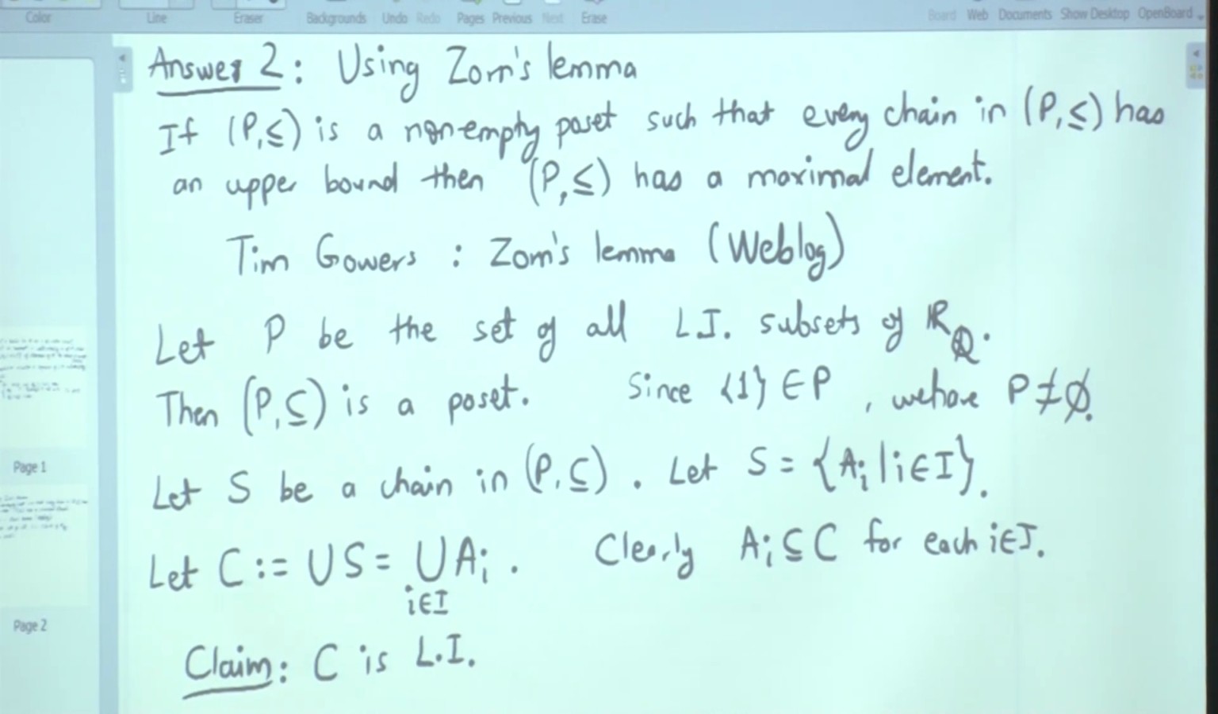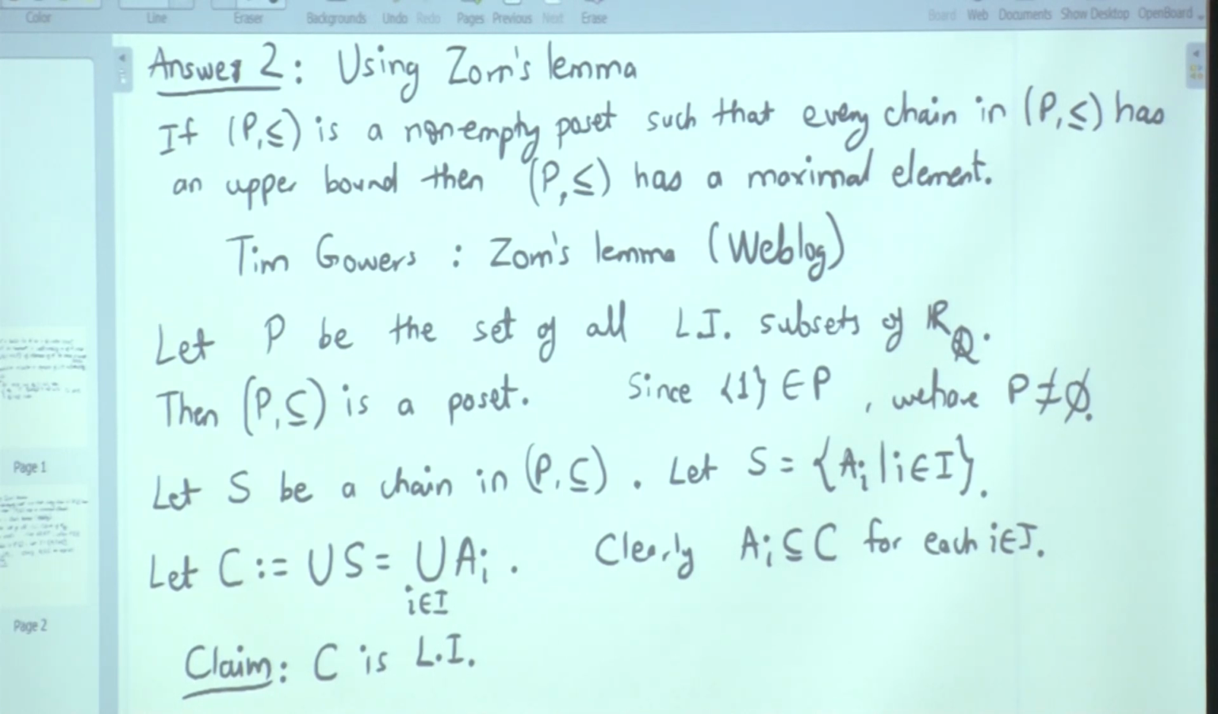Yeah, I am doing it for reals over rationals, but every non-zero vector space has a basis. The same proof will work because I am never using any particular properties of reals or rationals. Okay, so why is C linearly independent? How do you check whether C is linearly independent or not?